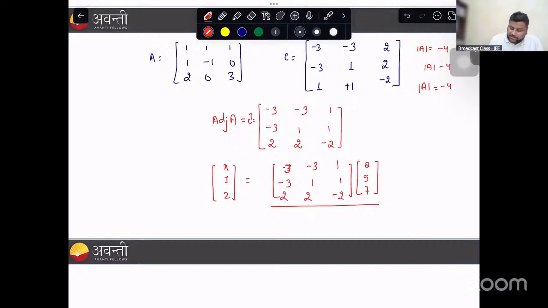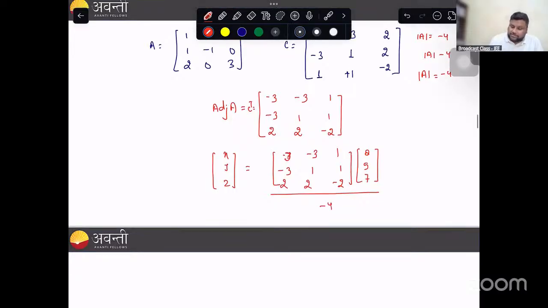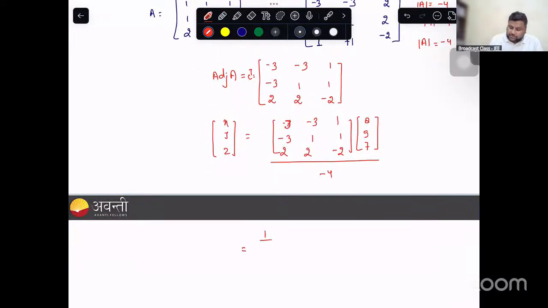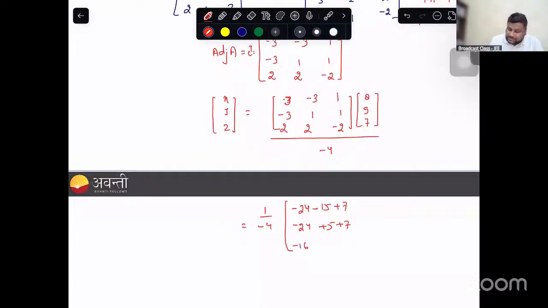Whole divided by determinant of A, which is minus 4. So it is 1 by minus 4. First row, first column: minus 24, minus 15, plus 7. First row, second column: minus 24, plus 5, plus 7. First row, third column: minus 6, plus 16, plus 10, minus 14.